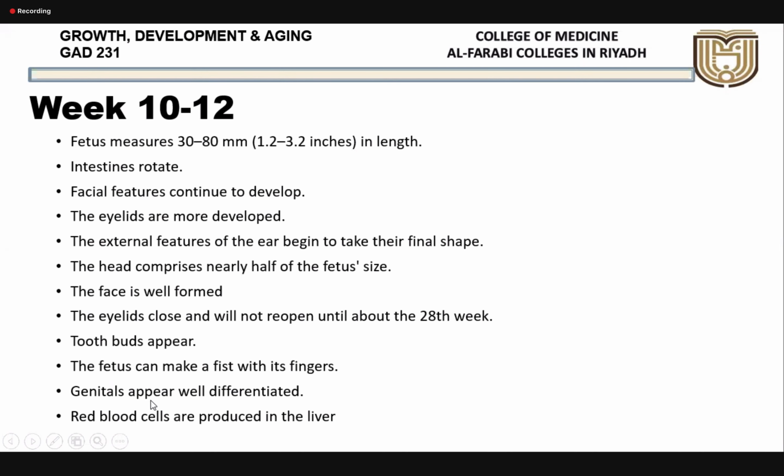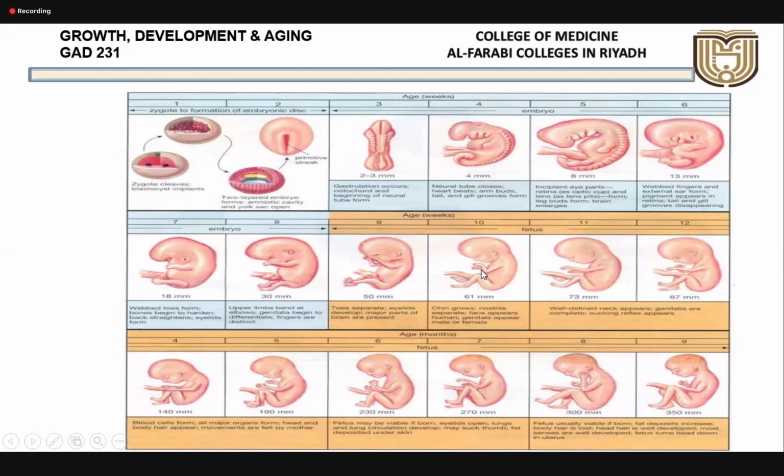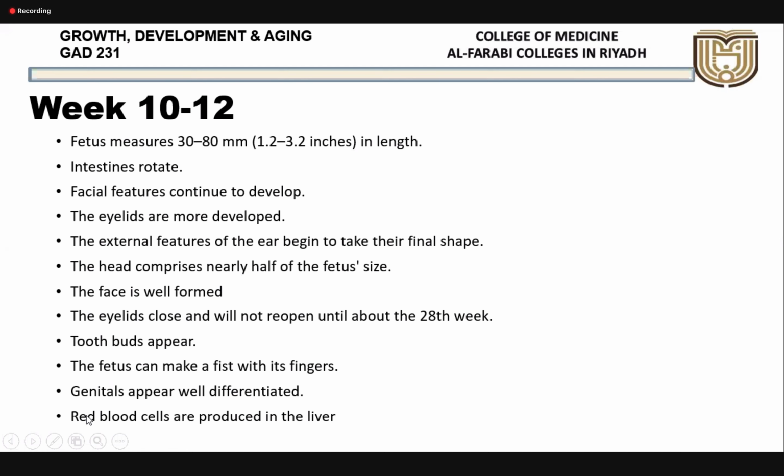Then the red blood cells are produced in the liver. Now the heart starts functioning. Okay, so actually slowly, before that there will be formation of the blood cells, so that it can start flowing. So these are some of the important features which take place from the 10th week to the 12th week. Okay, so we should remember these ranges and some important features which take place during these ranges of weeks.